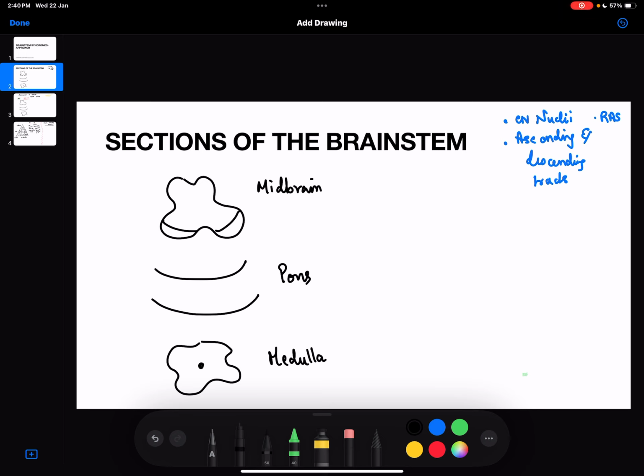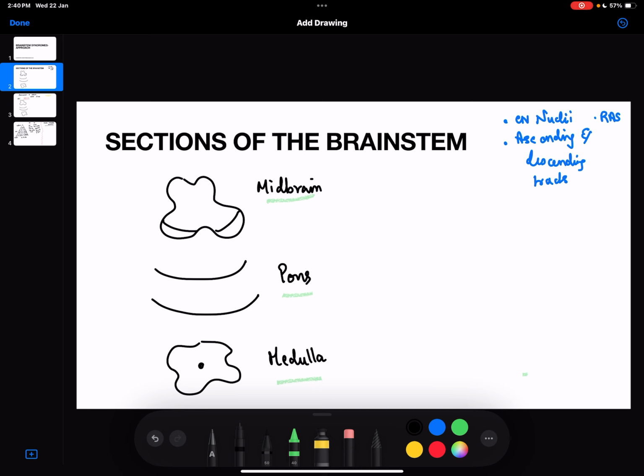The brainstem basically comprises three sections, which are the midbrain, the pons, and the medulla. As we recollect from neuroanatomy, the midbrain is basically a butterfly-like structure, the pons is a bridge-like structure, and the medulla is like the mini spinal cord. So there are multiple things happening at these levels.